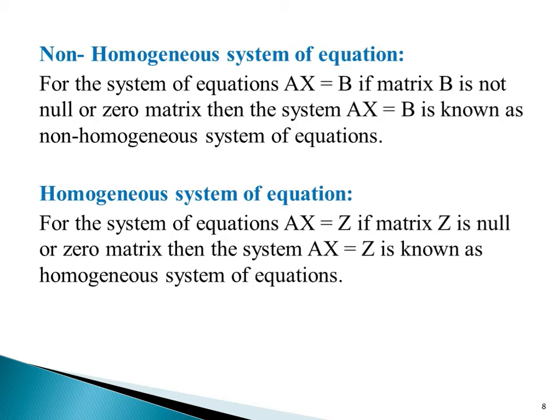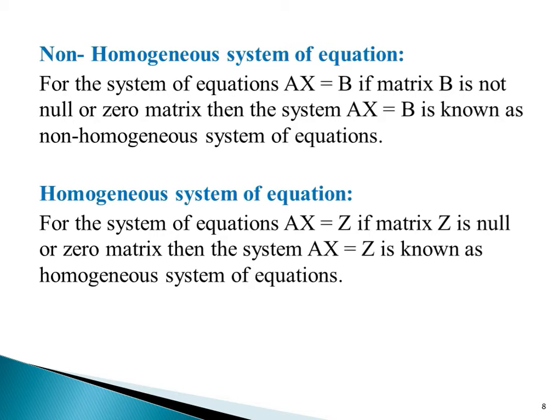So just remember this, we have a system of equations in matrix form as AX = B. Here B is a non-zero matrix and capital Z is a zero matrix. If matrix B is non-zero, then the system of equations is non-homogeneous.